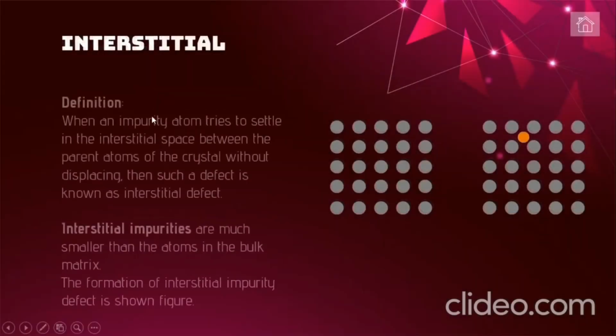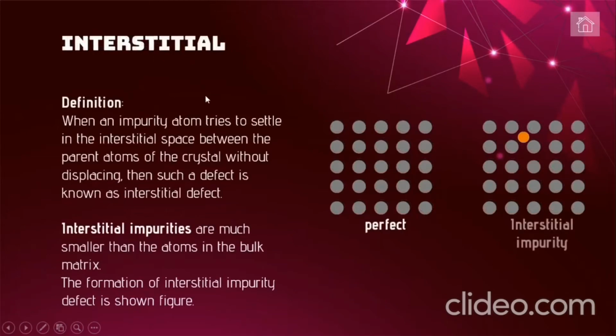The second type is interstitial. The definition is when an impurity atom settles in the interstitial space between the parent atoms of the crystal without displacing them. Then such a defect is known as an interstitial defect. As we can see here, the orange atom is trying to get in between the parent atoms. This is what we call an interstitial impurity.